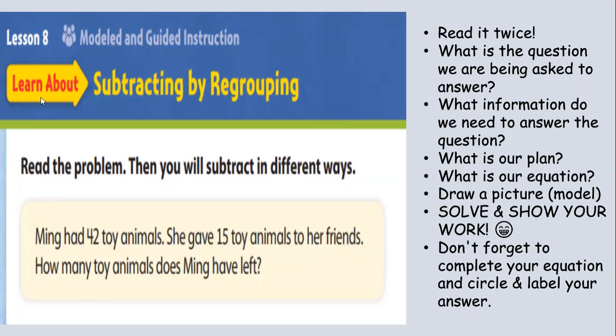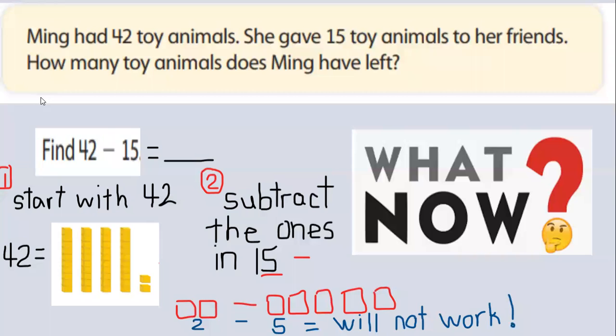So our plan is we're going to subtract. Our equation we'll see on the next slide will be 42 minus 15 equals our unknown, equals our difference. We are going to draw a picture. We're going to use base 10 blocks or place value blocks, and we're going to solve and show our work. And then at the end, we are going to label and circle our answer, and we're going to make sure we fill in and complete our equation.